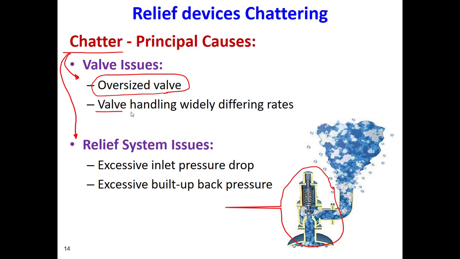And the valve is handling a really different flow rate or different fluid. So this can be the reason, or the pressure here: excessive inlet pressure drop. If the valve, again, is chosen in the wrong way, and is handling a liquid or fluid or vapor that is not designed for, there might be a big pressure drop in the inlet of the valve.